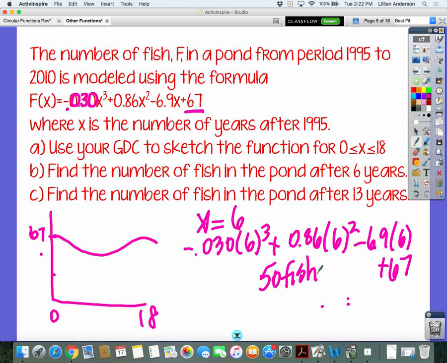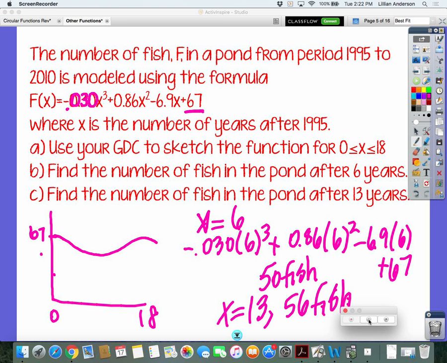Okay? Now let's see about 13 years. What about 13 years? How many fish do we have? 56. Is 56? Good stuff. Miss Anderson? Yeah. All right, let's look at the next one.